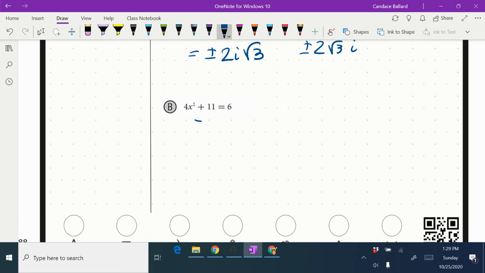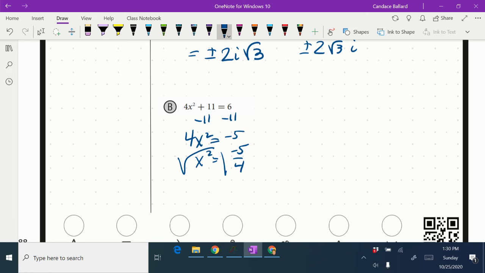All right, let's try it again. So I'm going to subtract 11 from both sides. So 4x squared equals negative 11. I'm going to divide by 4. So negative 11 divided by 4. I am going to, what did I do wrong? I didn't subtract very well, did I? It should be a negative 5. So negative 5 divided by 4.